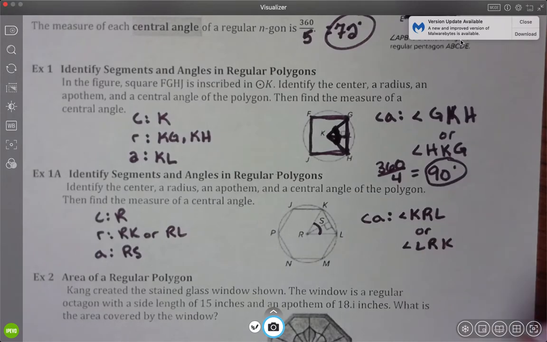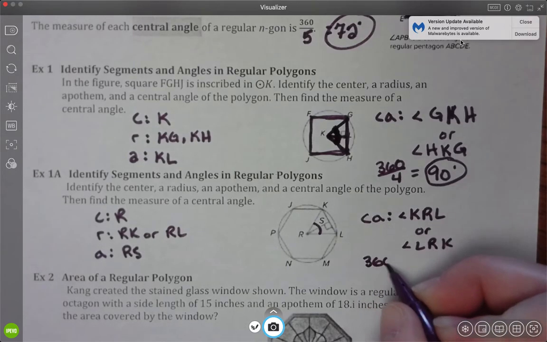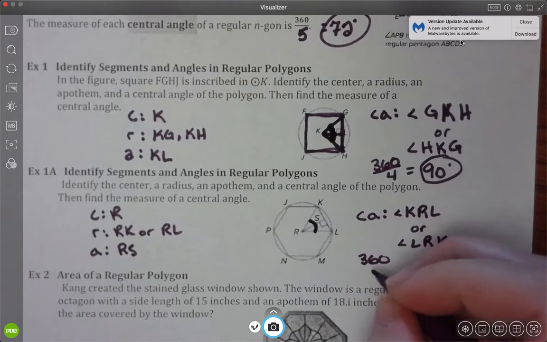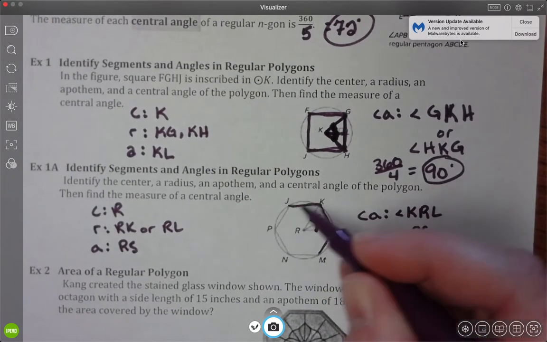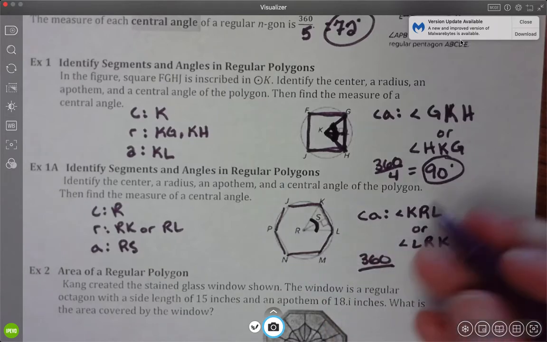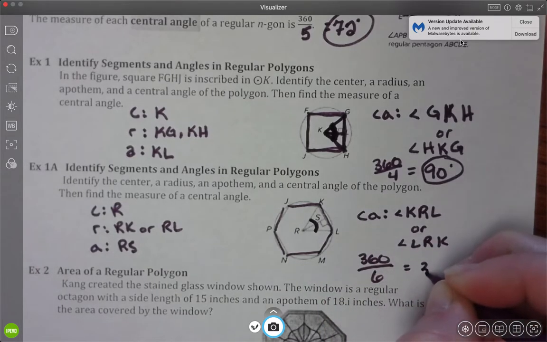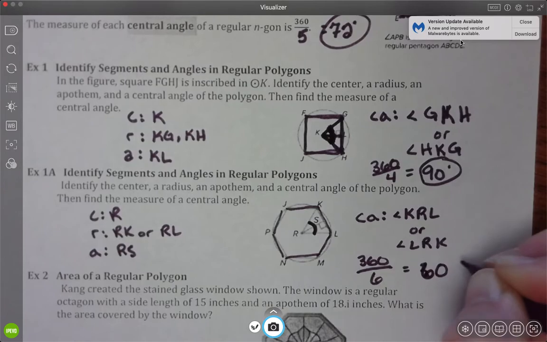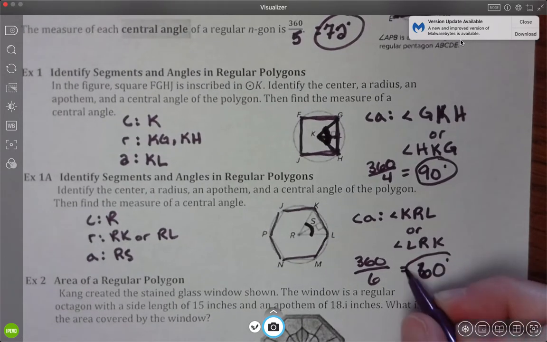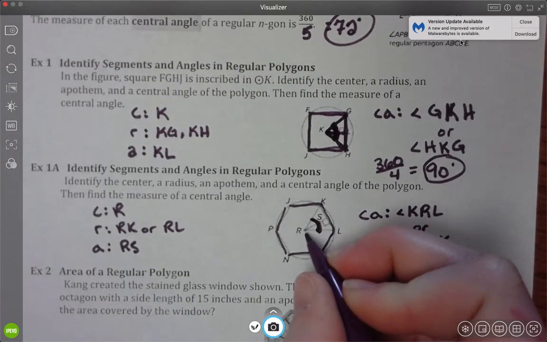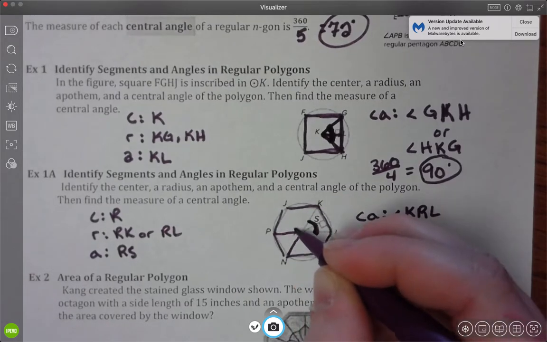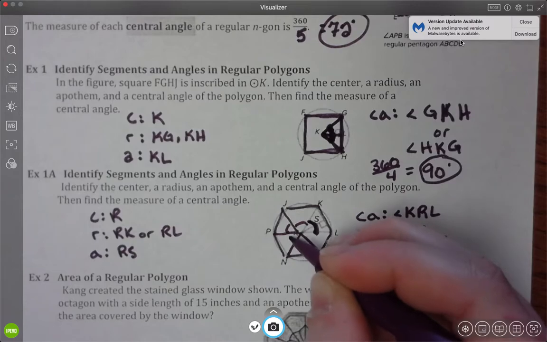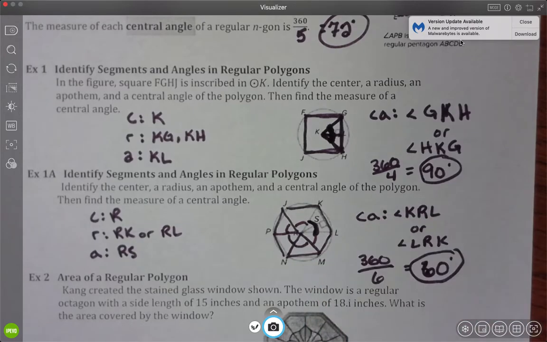And then 360, how many degrees is this one right here? I would divide 360 by 1, 2, 3, 4, 5, 6 sides. 360 divided by 6 is 60 degrees. So if I make all of my triangles go all the way around, each one of these angles would be 60 degrees. 60, 60, 60, 60, because there are 6 of them.